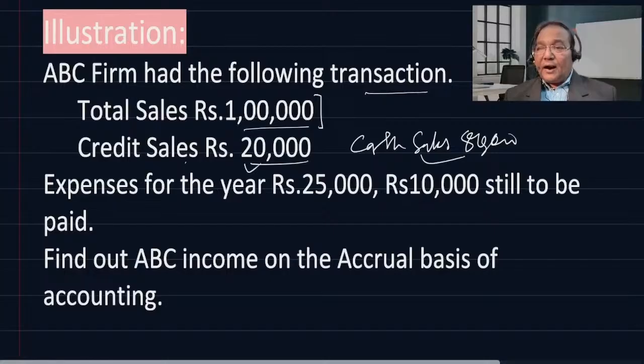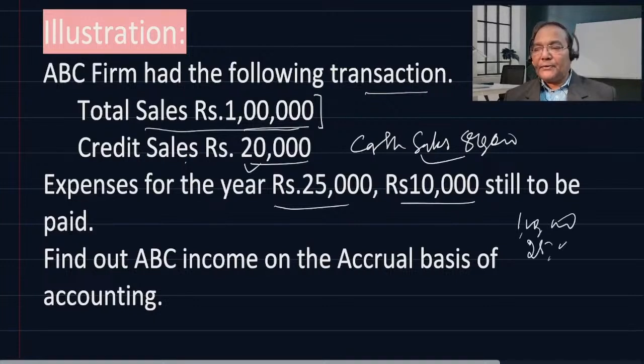So here, unlike the cash basis, we will take up cash as well as credit both. So total sales will be taken into consideration. So we will take 1 lakh, and there are expenses. Though 10,000 is still to be paid, we will not pay attention to that. We will deduct this 25,000 rupees as an expense for the year. So 25,000 rupees deducted. I hope this is understood.